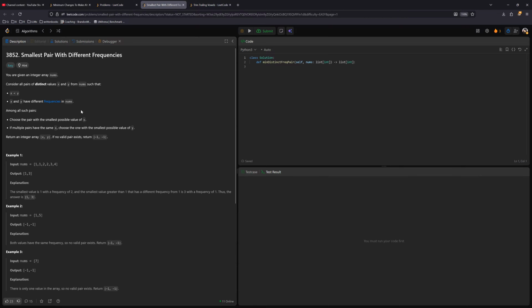Okay, Leetcode 3852. You are given an integer array nums. Consider all pairs with distinct values x and y from nums such that y is less than x, and x and y have different frequencies in nums. Among all such pairs, choose the pairs with the smallest possible value of x. If multiple pairs have the same x, choose the one with the smallest possible value of y. Return an integer array x, y. If no valid pairs exist, return -1.